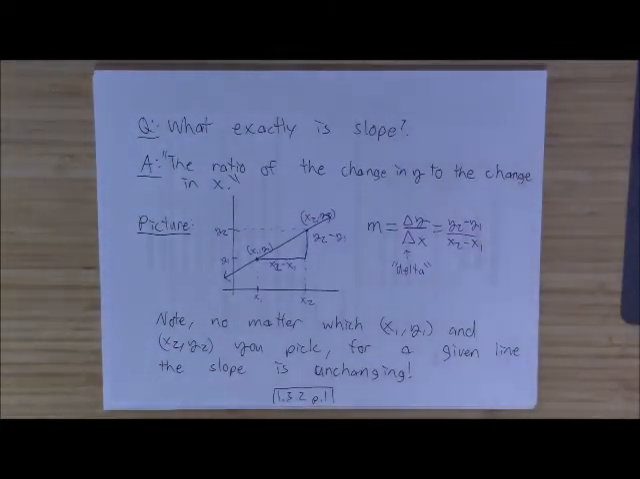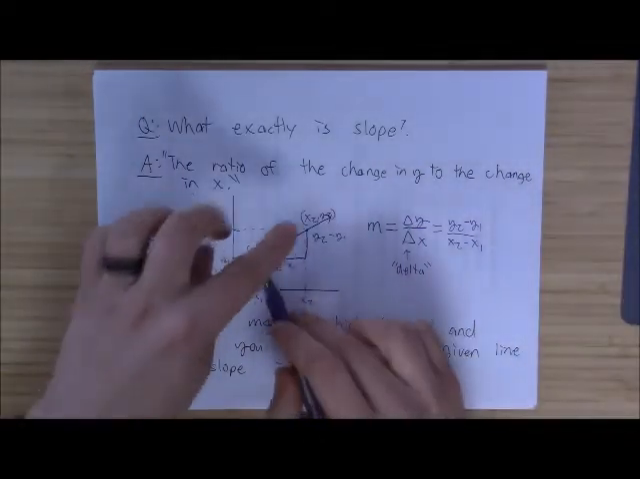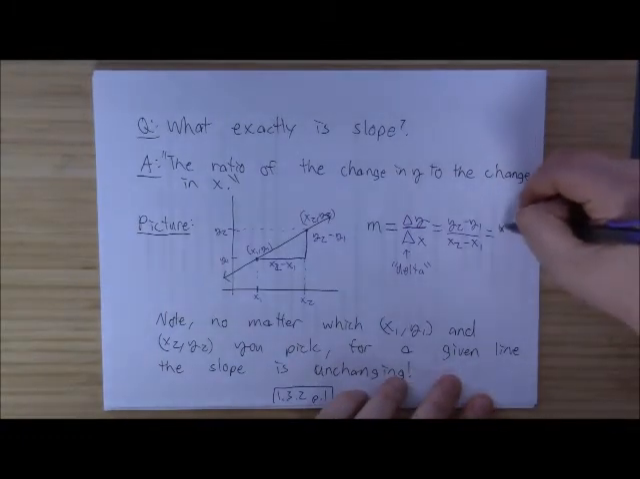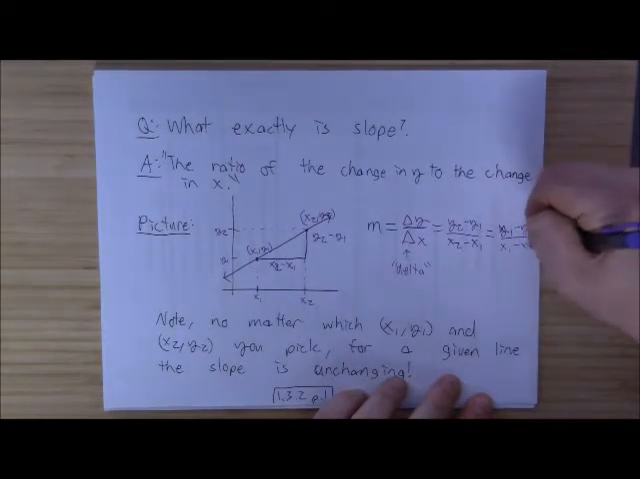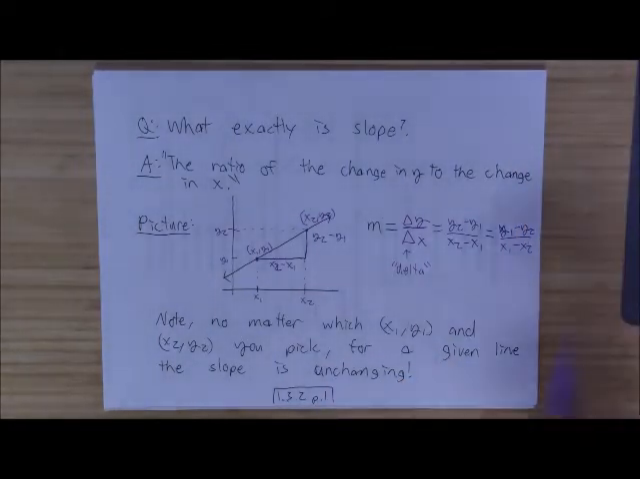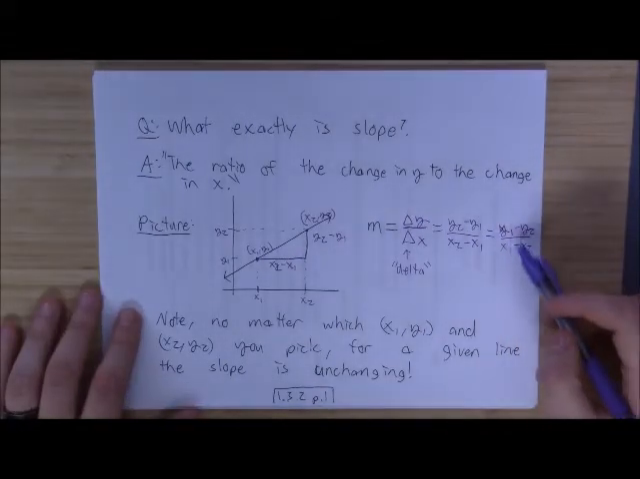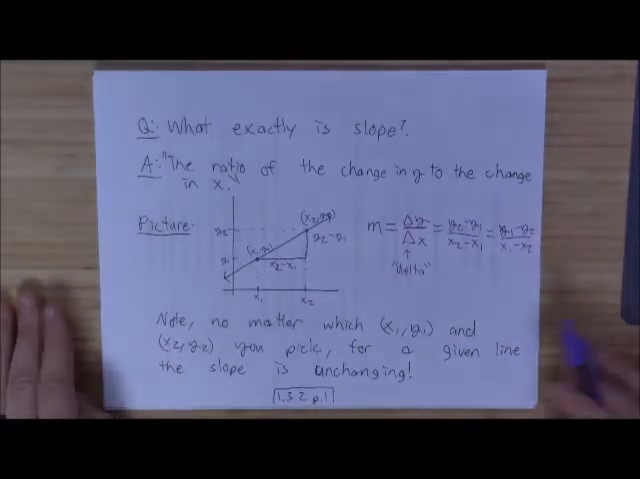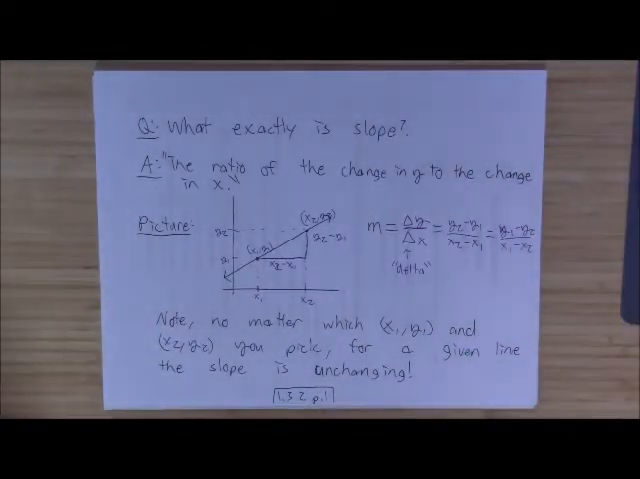An important thing here, though, is that no matter which x1, y1 and x2, y2 you pick for a given line, the slope is unchanging. This ratio always stays the same. What if you had swapped these and picked them the other way? This would have been y1 minus y2 over x1 minus x2. As long as you're consistent, and make sure the ones and the twos stay above each other, you should be fine and have no problem with which order you pick the points in.